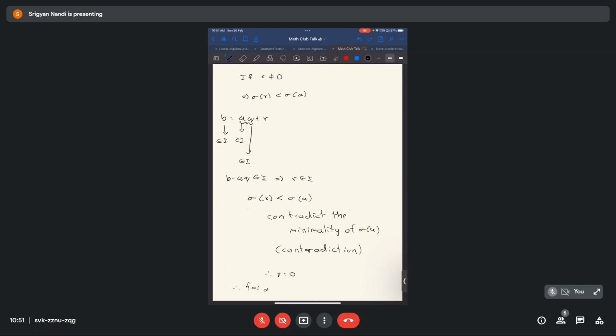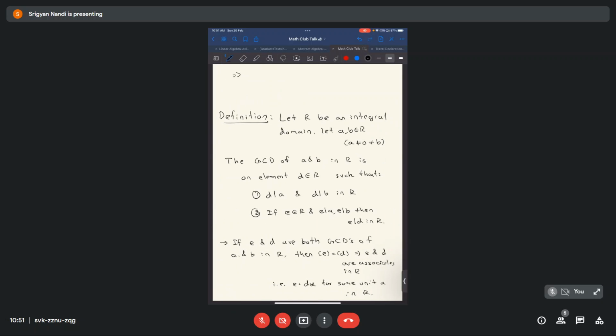Therefore, for any B belonging to I, we have A divides B. So that implies I is fully contained in the ideal generated by A. So we have both inclusions, therefore I is equal to the ideal generated by A, which implies I is principal. Therefore R is also a PID, since any ideal I is a principal ideal in R.